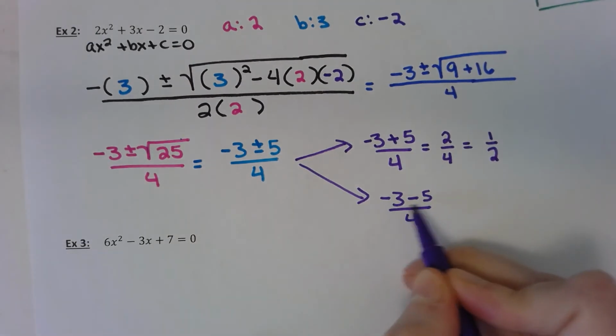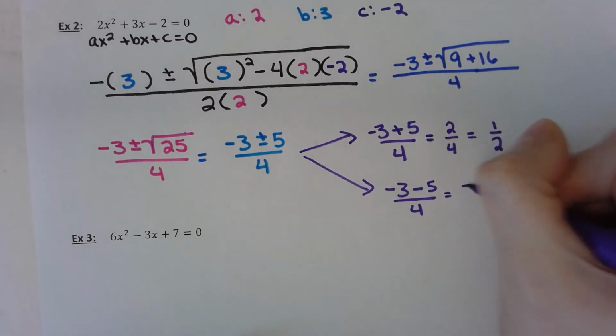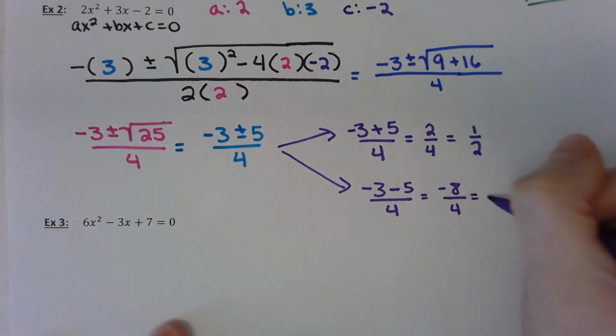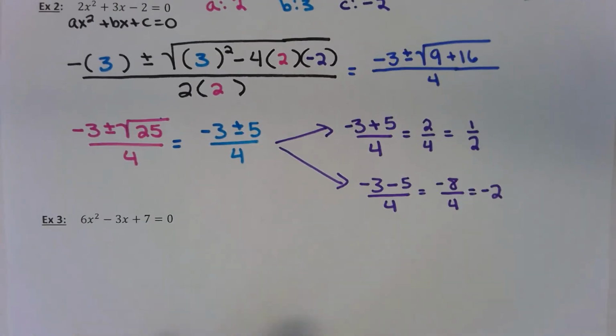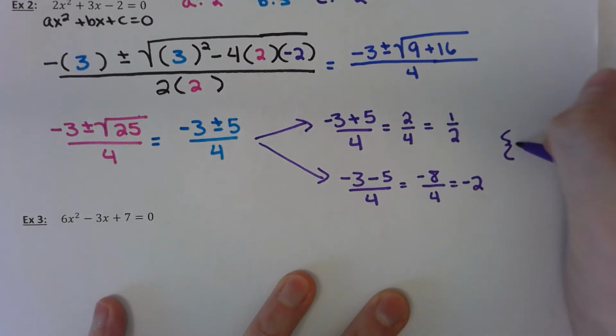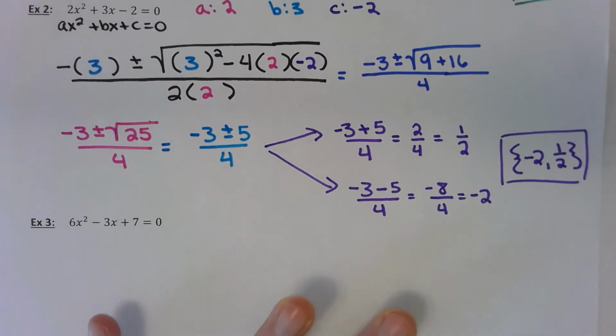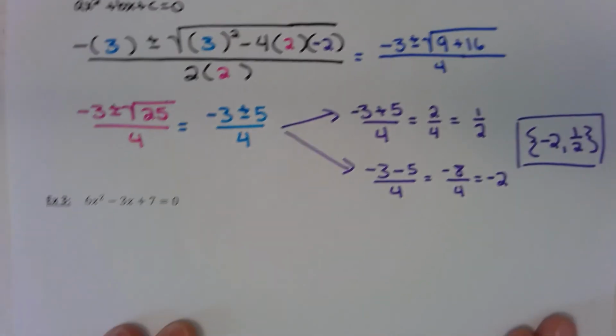Okay, negative 3 minus 5 equals a negative 8 across the top divided by 4. So that would be negative 2. So when I put my answers together, I've got a negative 2 and a positive 1/2. Let's do one more example.